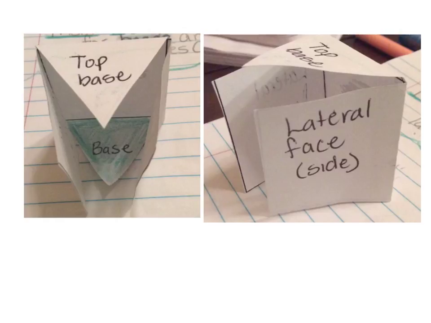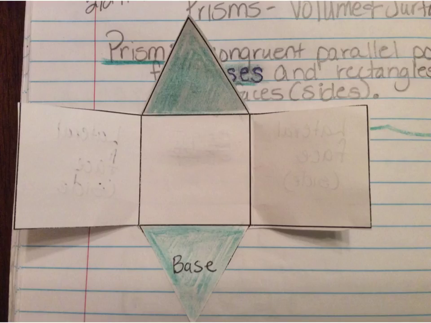what I want you to do is shade your bases. So if you notice, this is my base, so I shaded it, and this was my top base, and I shaded it. It's folded in, but you're going to shade it on the inside and label it top base, label that base, and on the outside flaps, like out here, you're going to label these lateral faces, okay, or they're your sides. Okay, so your prism should be shaded just like mine.